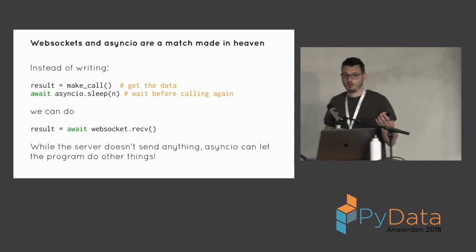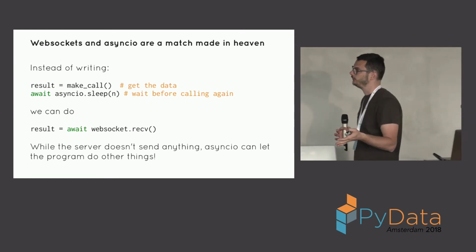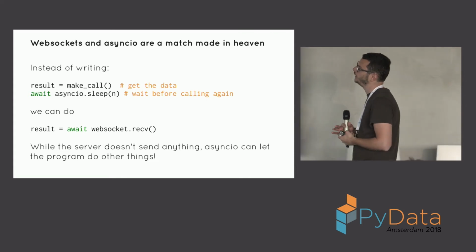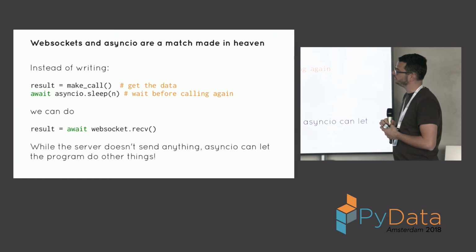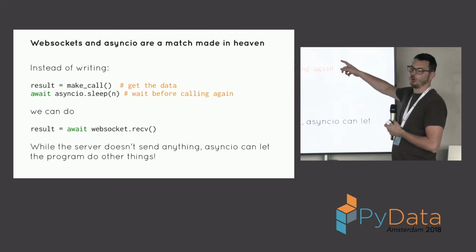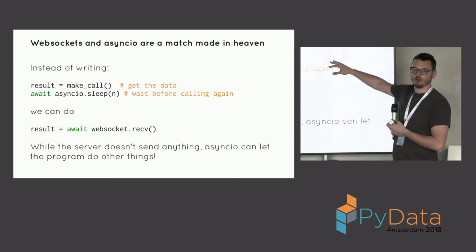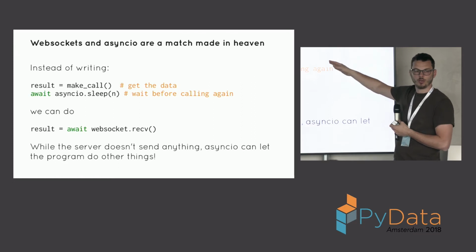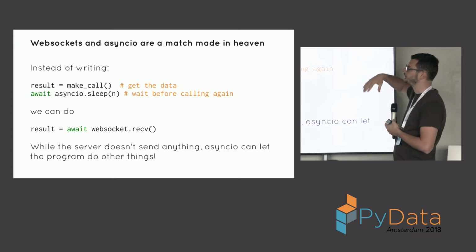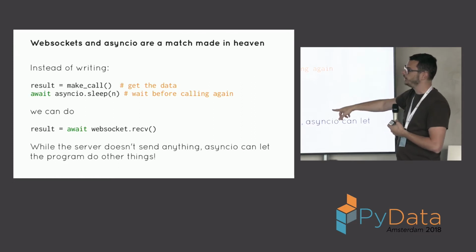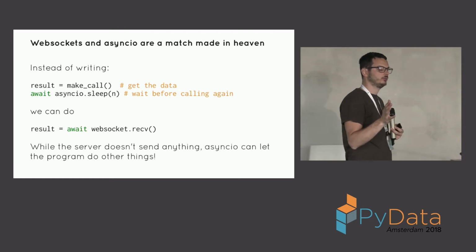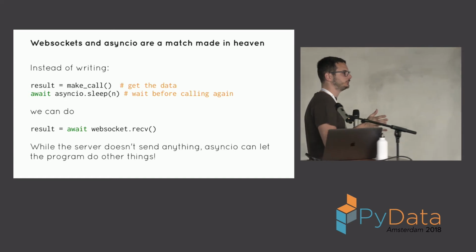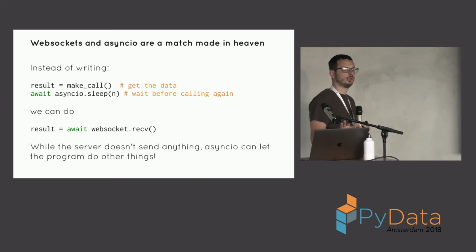WebSockets and Asyncio are actually a match made in heaven. If I look at this code here, where I make the call and then wait 1 second between this call and the other one, otherwise it will get blacklisted by the exchange or whatnot, I could write this one instead, where I just say, I'll wait for the WebSockets connection to send me some data. Just wait there, and in the meantime you can do whatever you want.